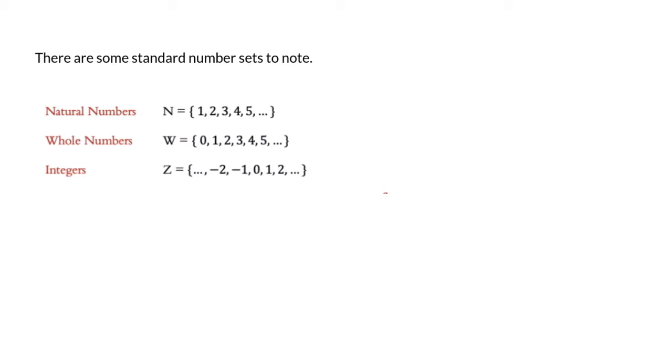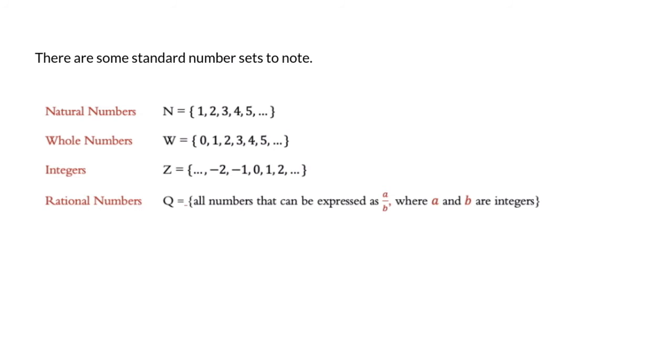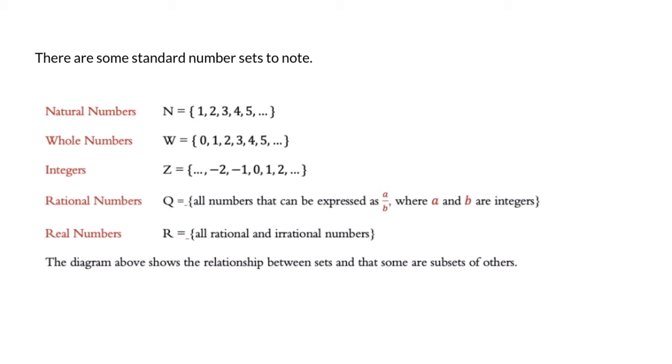And if we then think about including fractions, then we have what we call the rational numbers. So we have the letter Q, all numbers that can be expressed as a fraction, a over b, where a and b are integers. Clearly that includes integers and whole numbers and natural numbers. They can all be written as fractions. And if we then think about numbers that can't be expressed as a fraction, we have what we call irrational numbers. So here's where we might include numbers like pi, the square root of 2. These are all irrational, so we call the rational and irrational real numbers.